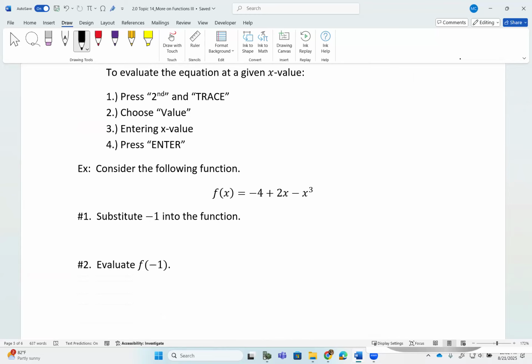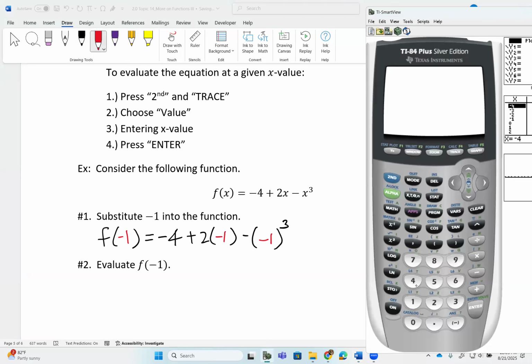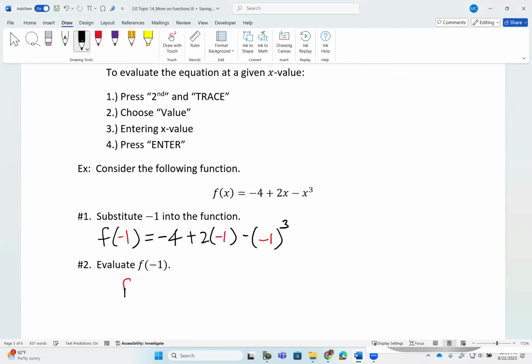I'm replacing x with -1. Whenever I substitute a number into a function, I always want to put that number inside parentheses. So I'm replacing all the x's with -1. Once I write it out, I can just come to my calculator and enter what I wrote. 4 times, excuse me, plus 2 times -1 minus parenthesis -1 whole thing to the third power. All right, so f of -1 is equal to -5.